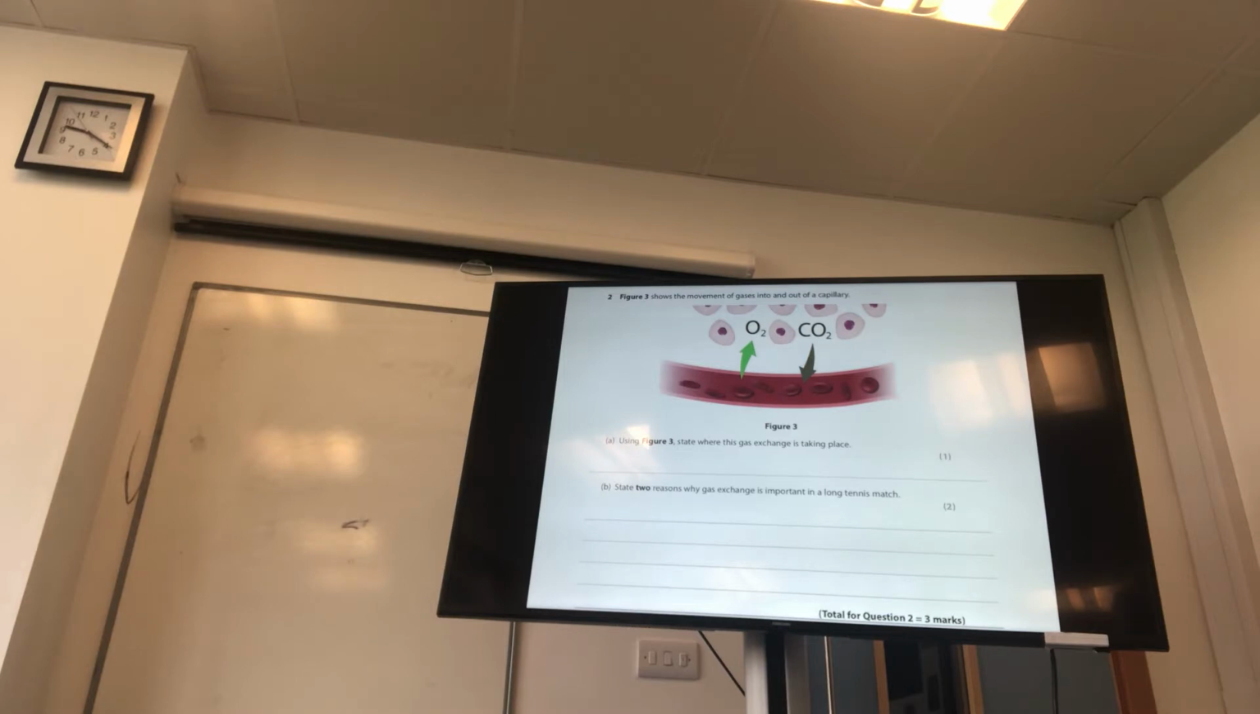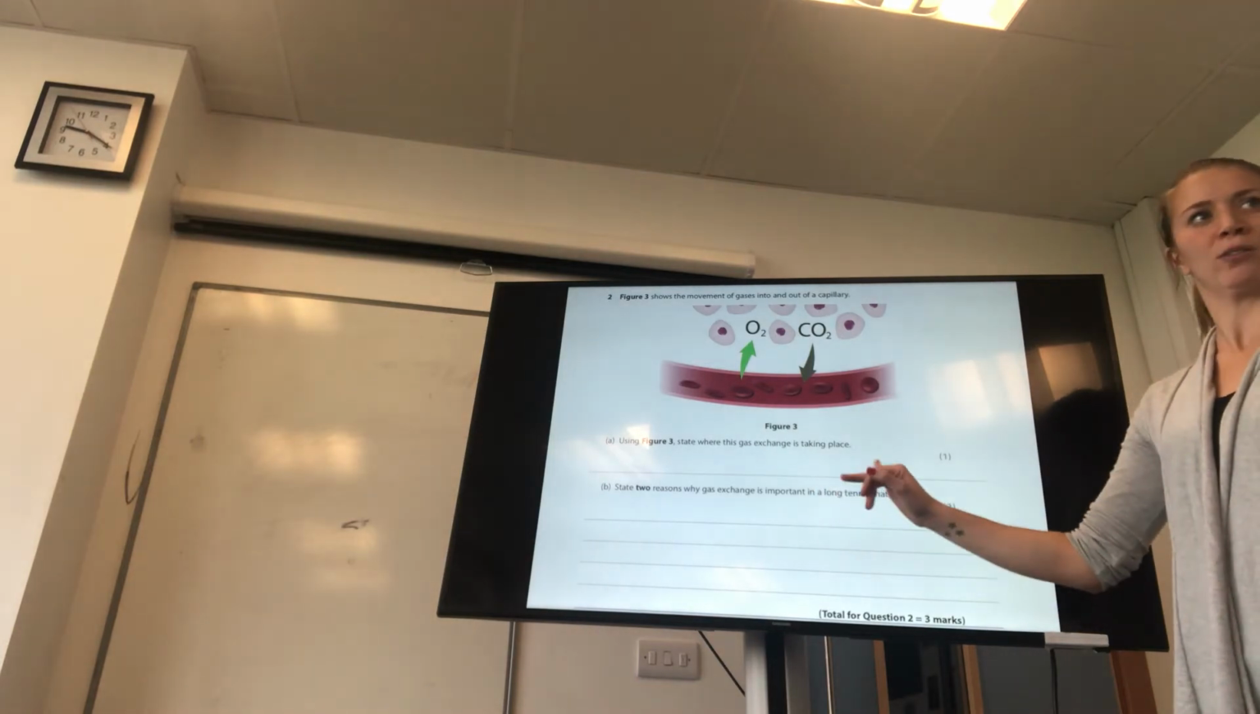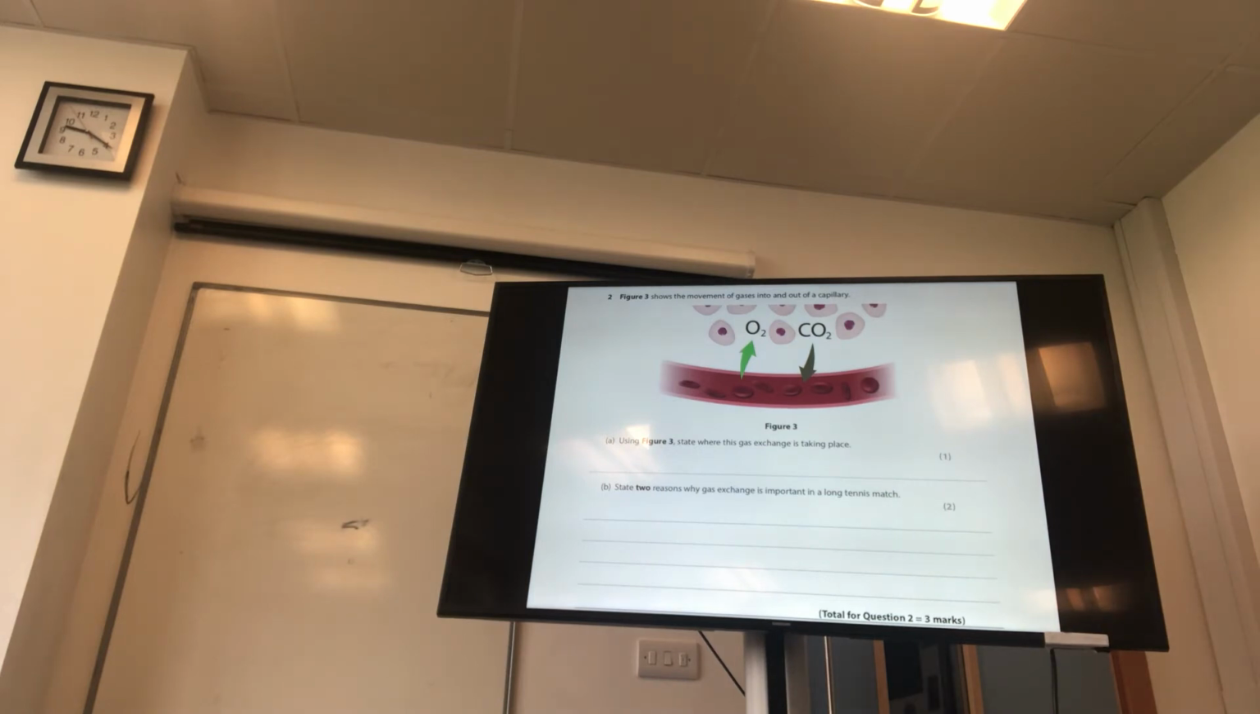Anyone feel confident to give me 1 reason? Go on then, Jemima. You need the oxygen to break down lactic acid. Good, so to prevent the build-up of lactic acid during the match, we need it to break it down. What else is oxygen needed for? Energy. Yeah, to create energy, aerobic respiration. During a tennis match, it's told you it's a long tennis match. That's got to be aerobic, it's told you it's long on purpose. So we'll also need it for that.